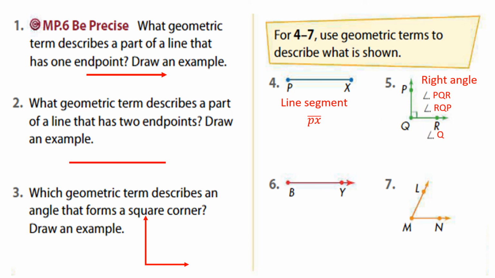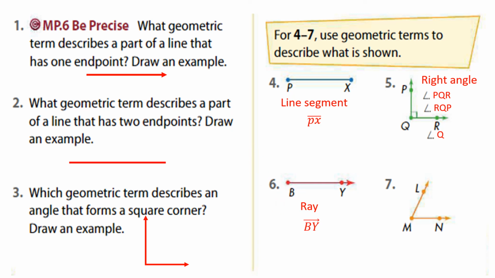Okay, let's go back to question 6. Question number 6. Of course, as I said to you, this one is exactly ray. And how to label the ray? Only draw a small ray and put the 2 letters under that, which will be ray BY.